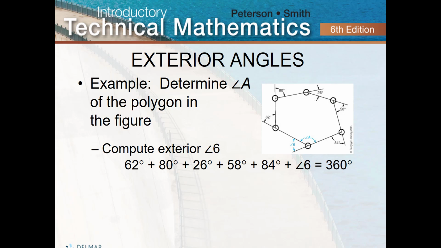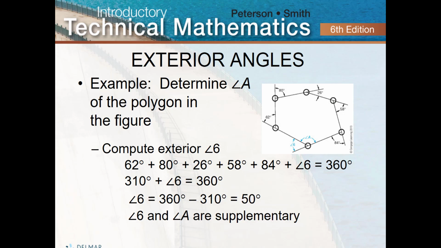So right there, they're adding up the angles, 310 plus angles, 360, so the answer is going to be 50. 50 degrees, and that'll make interior angle A. Anybody? Anybody? No one's raising their hand. So that'll be 130 degrees.